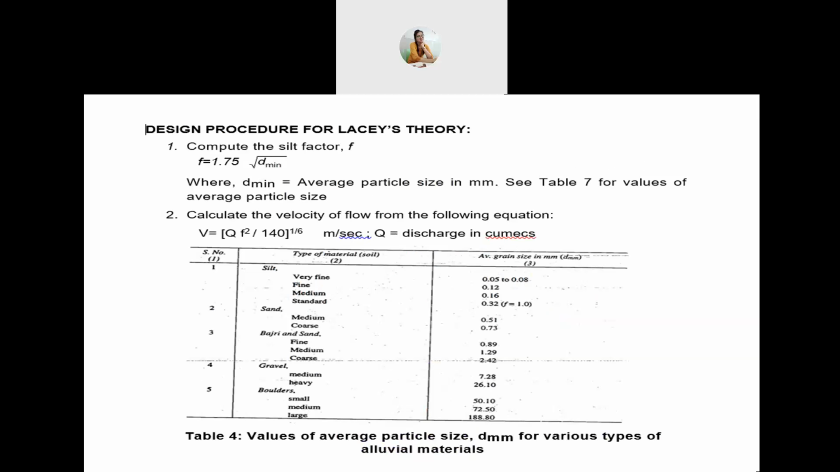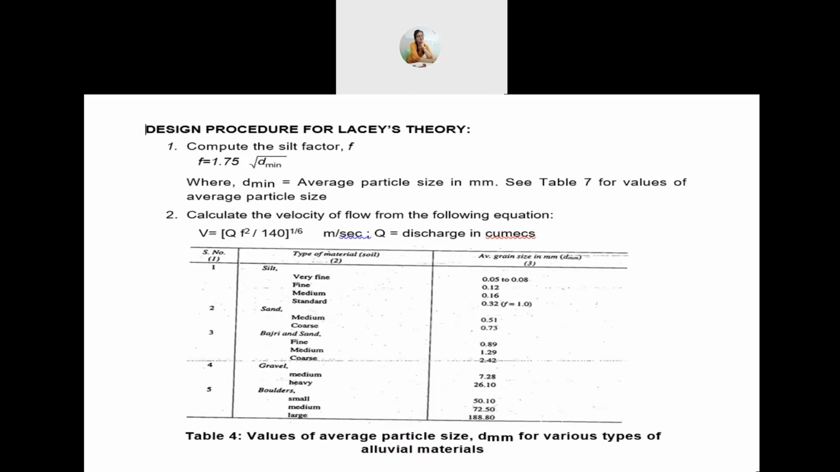First, the design procedure for Lacey's theory. The first step is that we have to compute the silt factor f, that is f is equal to 1.75 root over d suffix mm, where d suffix mm is the average particle size in mm.